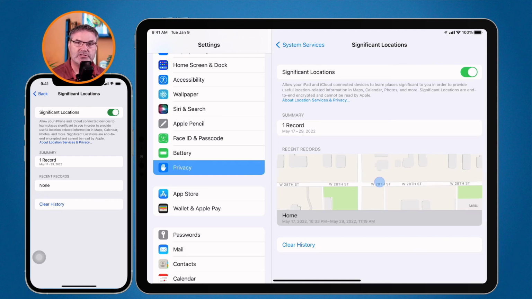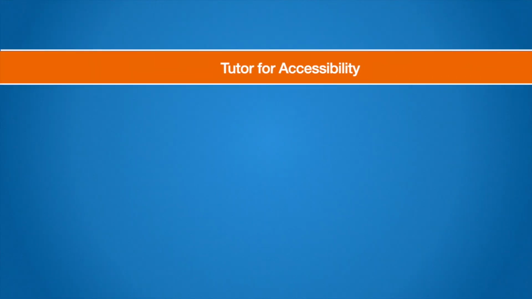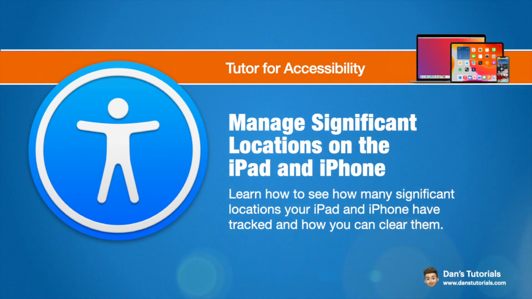What I would recommend is just leaving this on. It is end-to-end encrypted. Apple encrypts this. No other apps are going to be able to read that information, this list of significant locations that you've been to. But if you did want to clear it, you can clear it and you can turn it off. So that's how you can see how many significant locations have been tracked on your iPad and iPhone.